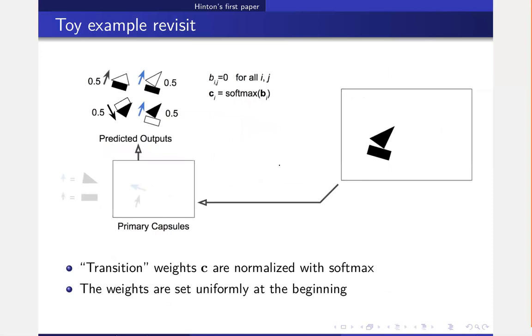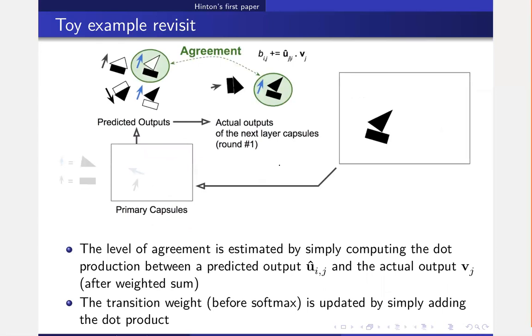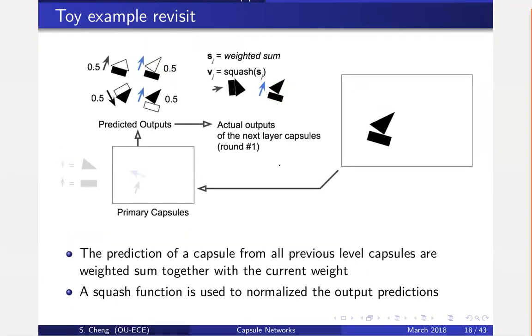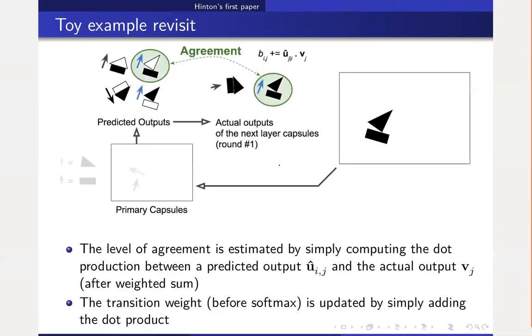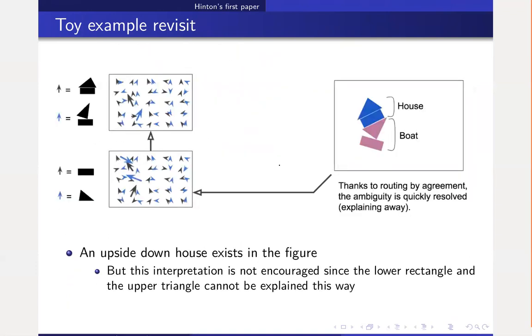So, revisiting the toy example here, I guess I can probably skip it. It's essentially repeating what I said.